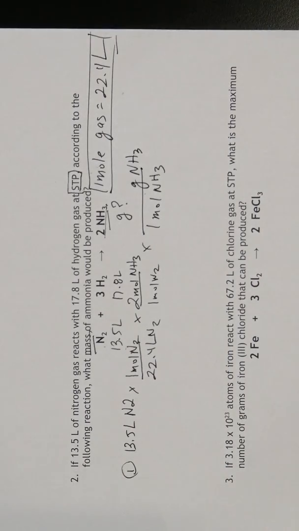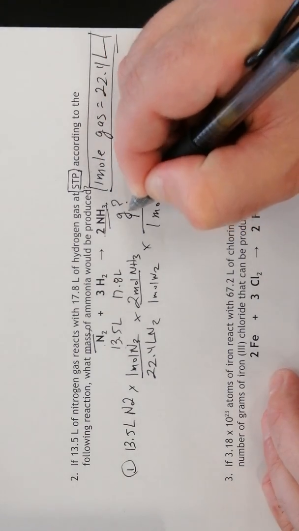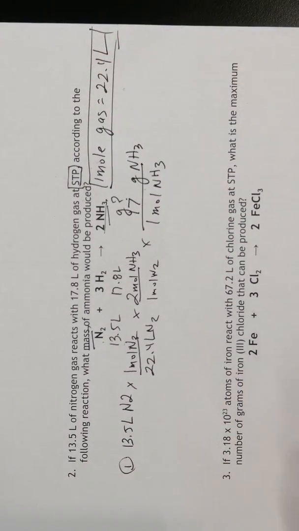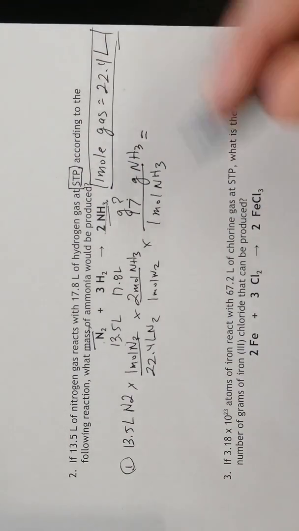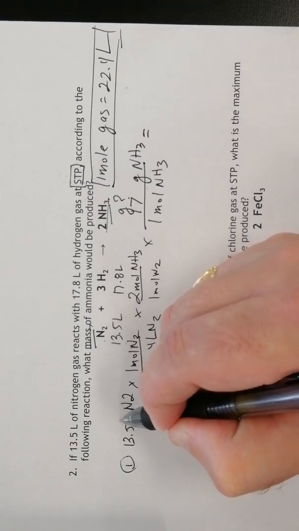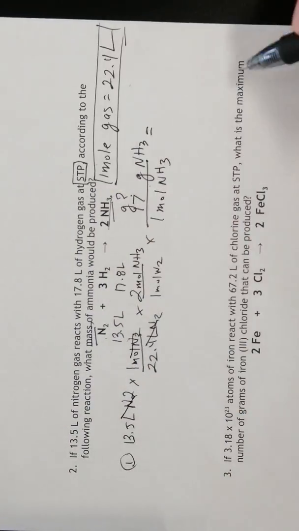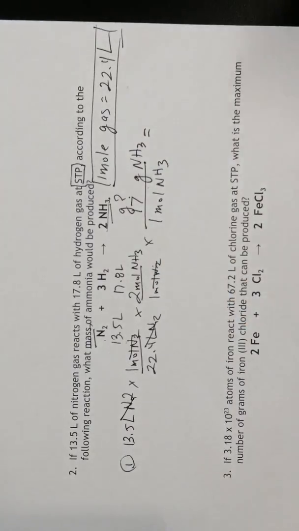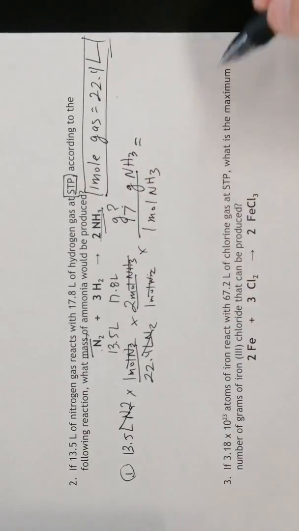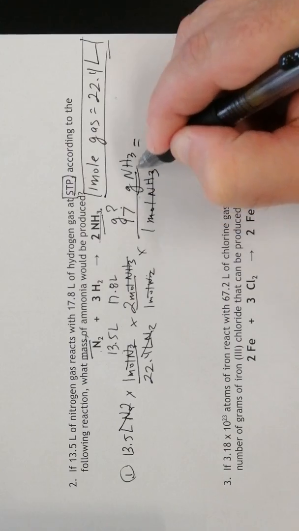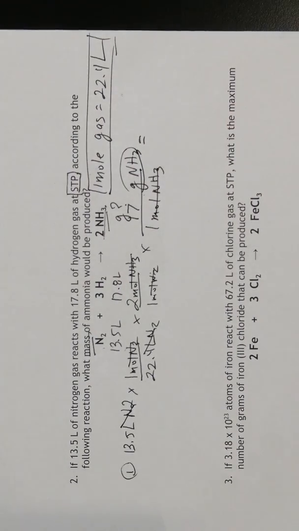The mass of nitrogen is about 14. The mass of hydrogen is 1. So that would be a mass of 17 grams. Okay, just to make sure, liters N2 cancel. Mole N2 cancel. Mole ammonia cancel. I'm left with grams of ammonia, which is what I want.